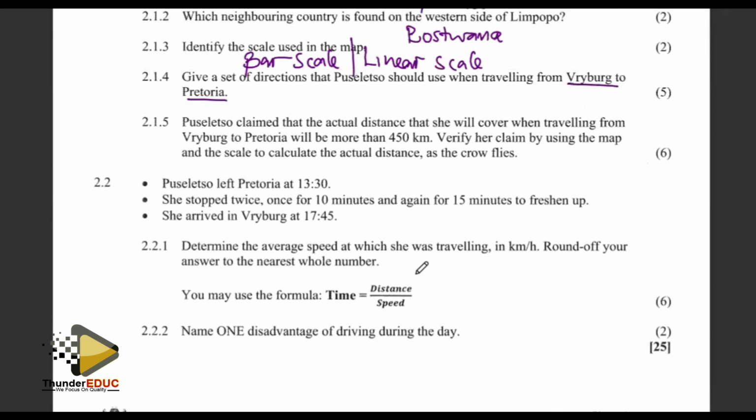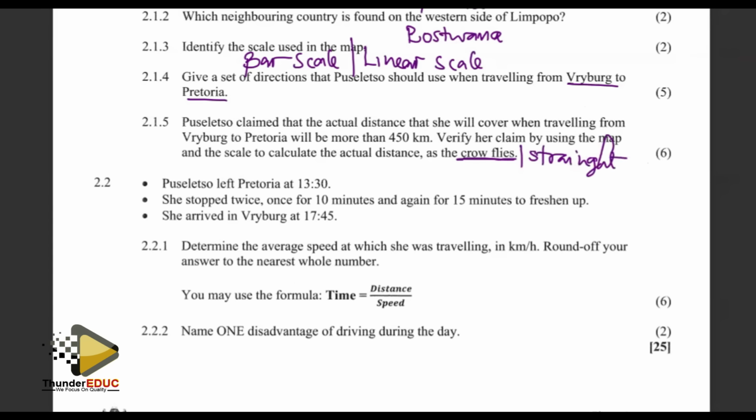Pusilesu claimed that the actual distance she will be covering when traveling from Rustenburg to Pretoria will be more than 450 kilometers. Verify her claim by using the map and the scale. Calculate the actual distance as the crow flies. Now, this simply means you're going to measure the straight distance.